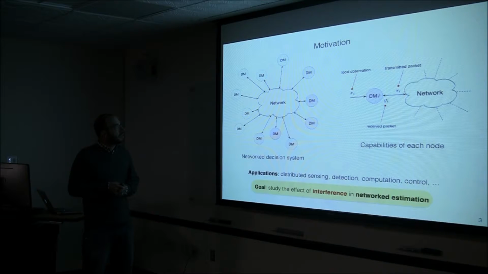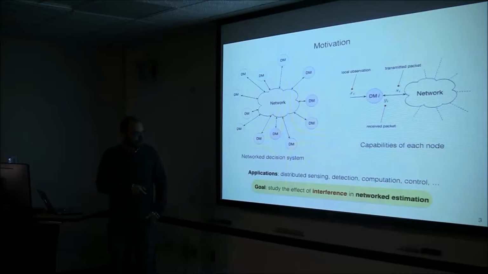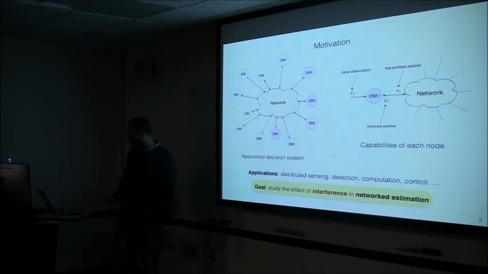And then I thought, what can be different here? What is a new feature that no one had explored so far? And I noticed that no one had worked on interference in the network. So that's what I wanted to explore in my PhD, to study the effect of interference in network estimation in this context here.